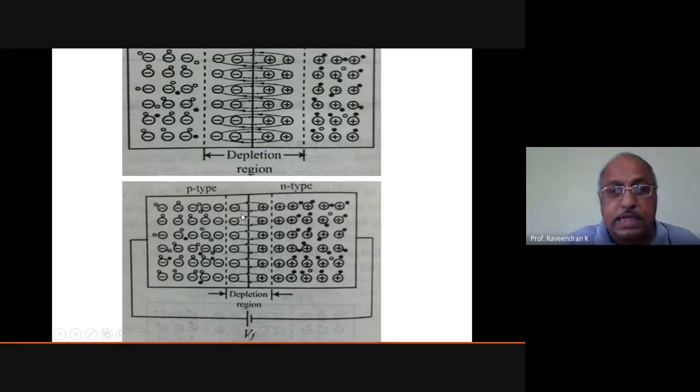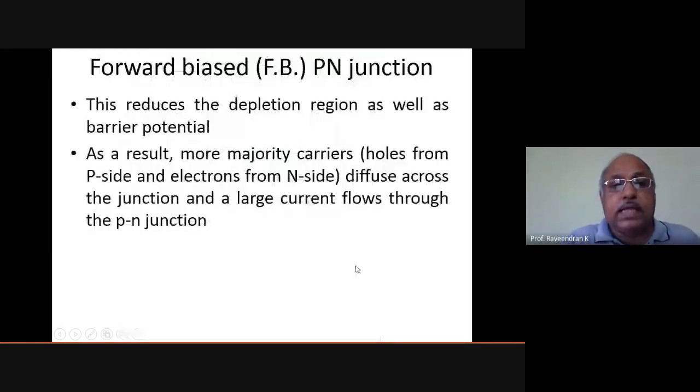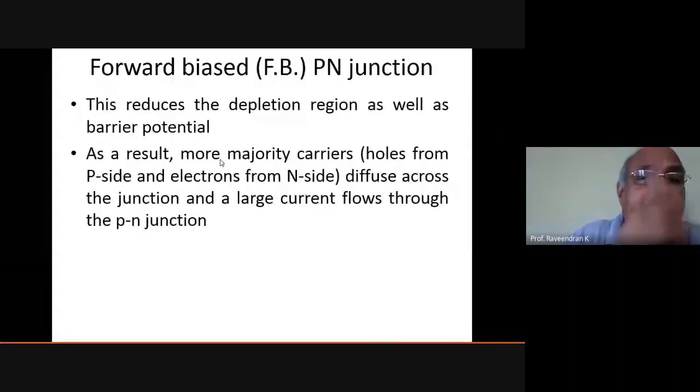Okay, so that is why here the depletion region is very large. Now voltage is applied. Here the depletion region is getting reduced when positive polarity is connected to p-type and negative polarity is connected to n-type material. Then this reduces the depletion region as well as the barrier potential. So when the depletion region is getting reduced, what does it mean? The barrier potential or the space charge potential is getting reduced.